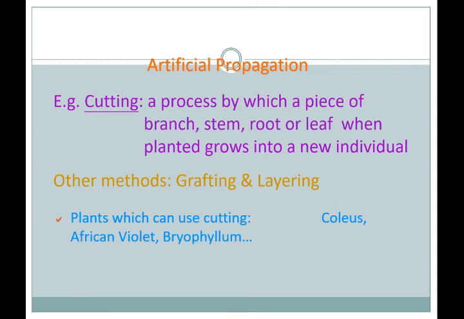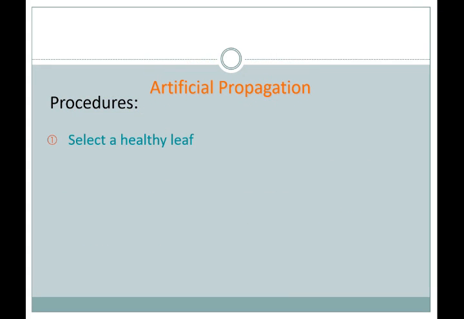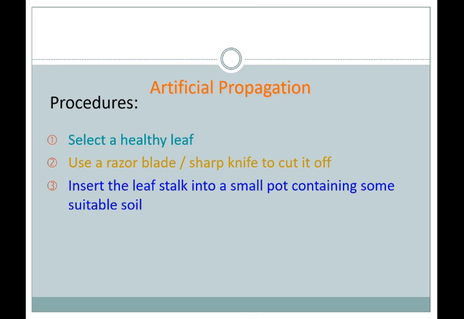Plants which can use cutting are such as African violet, Bromelia, and Coleus. So procedures: select a healthy leaf, use a razor blade or sharp knife to cut it off. Insert the leaf stalk into a small pot containing some suitable soil, and you will have your tiny new plant forming within 6 to 8 weeks.